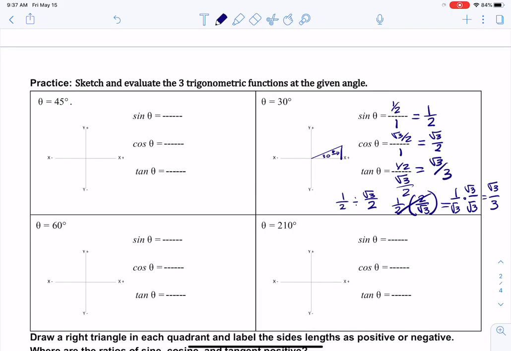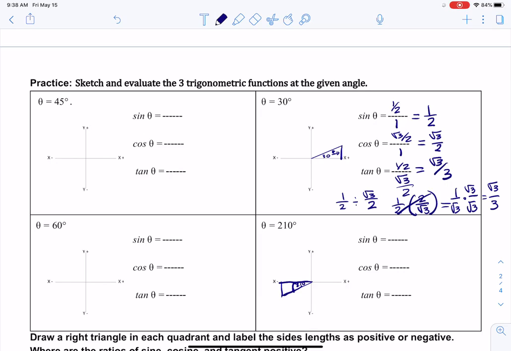Okay, you can do that for the 45 and the 60, but let's look at the 210 together because we haven't specifically talked about that. Okay, 210 is going to be like this, right here, approximately 210 degrees. This is also a 30, 60, 90. This reference angle here is 30 degrees. So to get from my x-axis down to this 210, it's a 30-degree move. So this is going to be based on a 30, 60, 90 triangle.